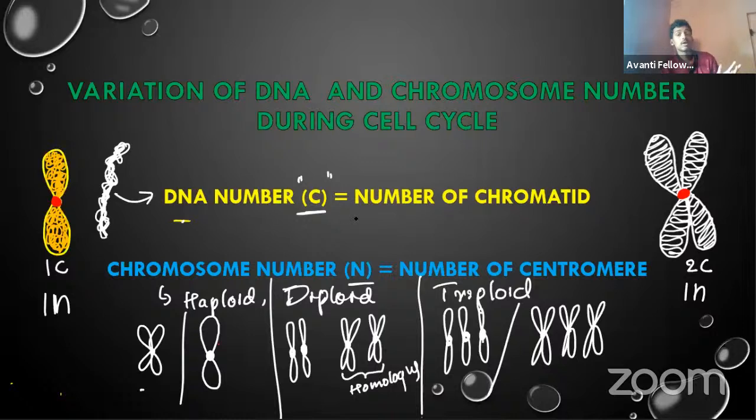But the DNA number always depends on the number of chromatids. That's why if it is only 1 chromatid, it will be 1C. If it is 2 chromatids, it will be 2C. Normally only the single and 2 chromatid conditions are seen, not more than that. So understood, right? DNA number is notated with C, and you have to tell based on the number of chromatids. Chromosome number is notated as N, you have to tell based on the number of centromeres. Good evening, guys. So we will move on to the next page then.